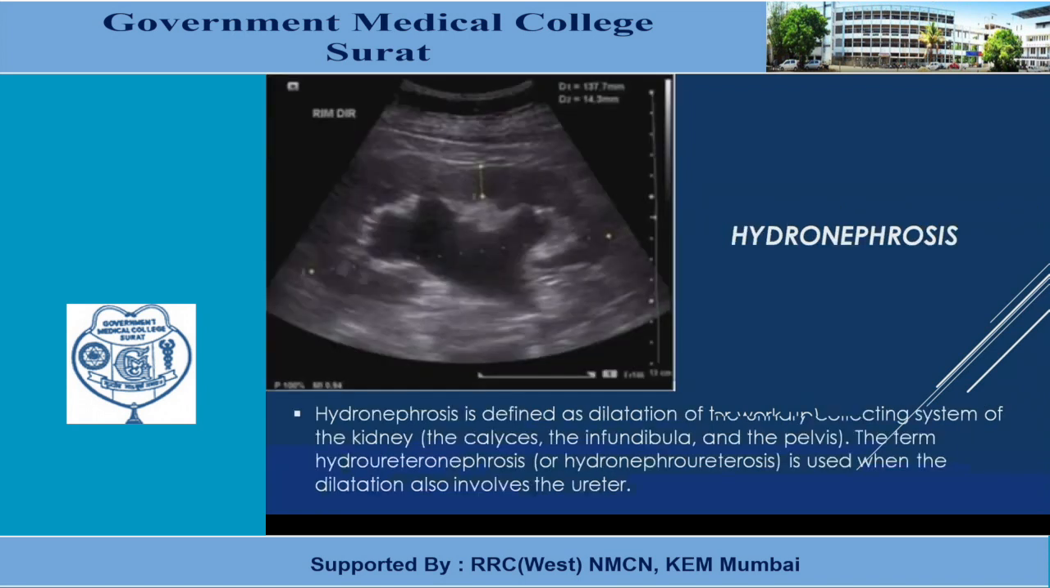Now the hydronephrotic kidney. Hydronephrosis is defined as a dilatation of the urinary collecting system of the kidney, the calyces, infundibulum and the pelvis. When the ureter is also dilated, then the term used is hydroureteronephrosis.